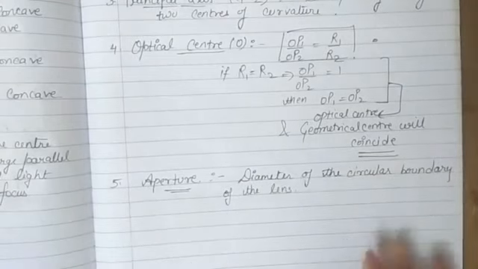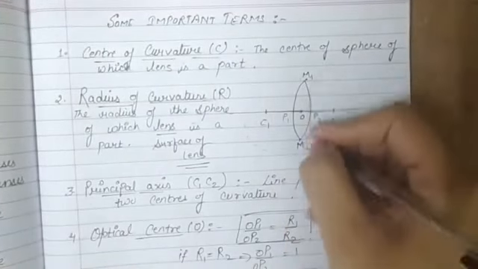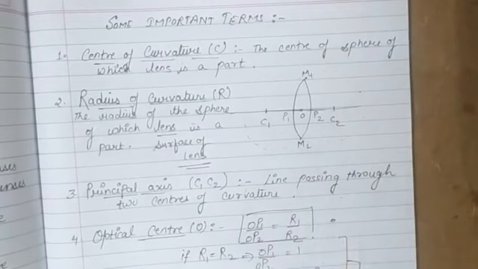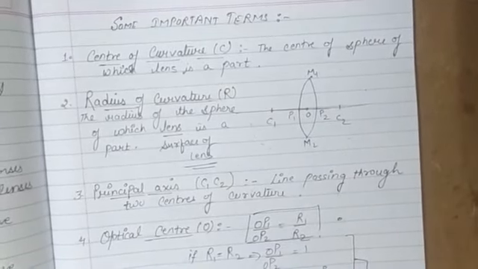So we can see it in the diagram. Here I am naming it M1 M2. So here M1 M2 is the aperture of this given lens. It is the diameter of the circular boundary of the lens. This is called aperture.